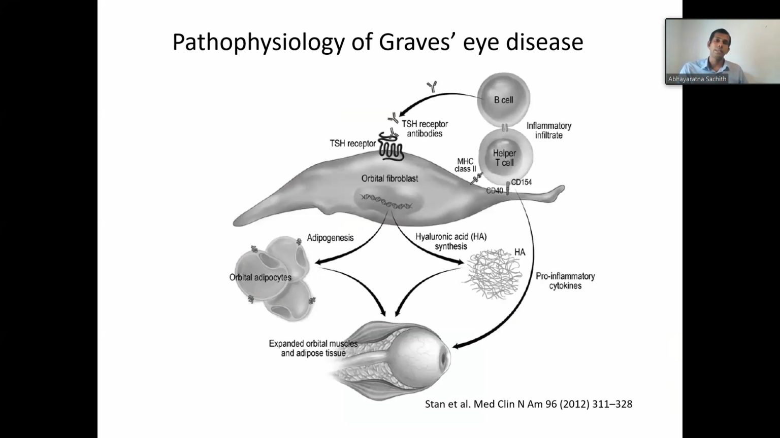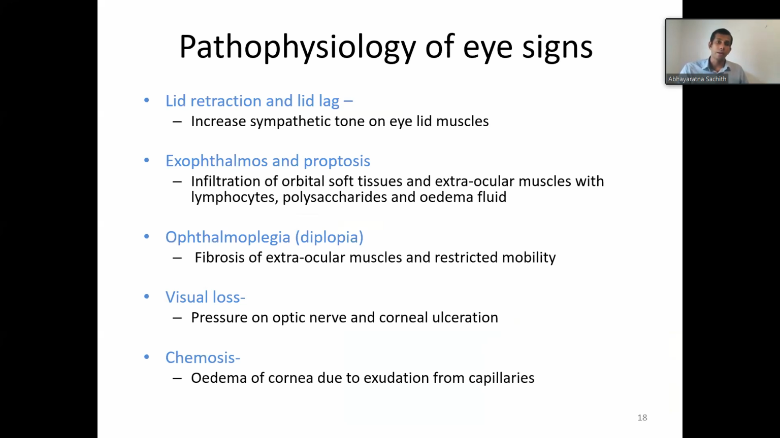The pathophysiology of Graves' eye disease is that these TSH receptors are also there in the orbital fibroblasts. When these antibodies come, they stimulate these receptors, which cause adipogenesis and hyaluronic acid synthesis, which ultimately lead to enlargement of the muscles as well as adipose tissues. Therefore, the eyes will protrude, and that's why you see those other symptoms. The lid lag and lid retraction are mainly due to the increased sympathetic tone. So you will even see these in other hyperthyroid conditions other than Graves' as well.